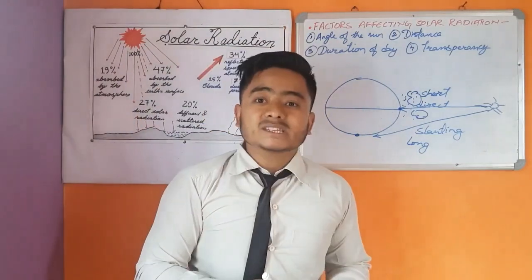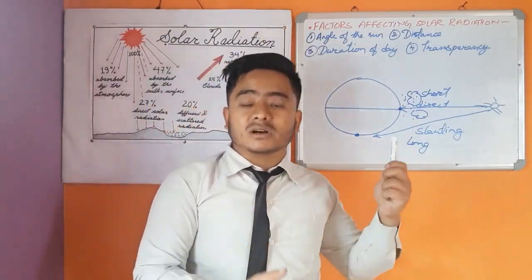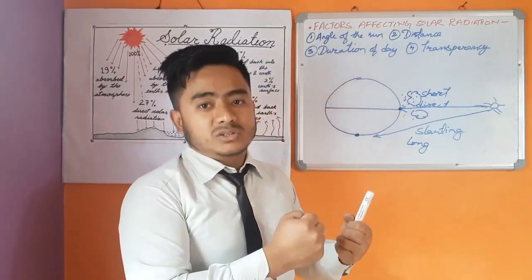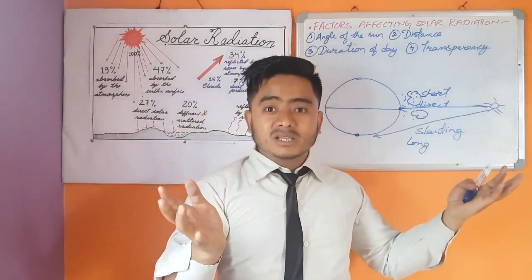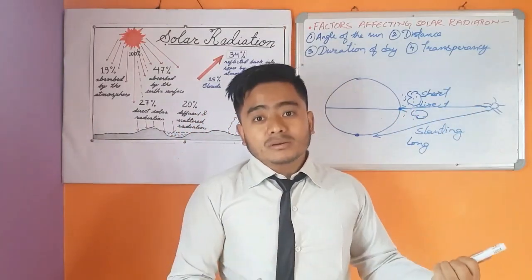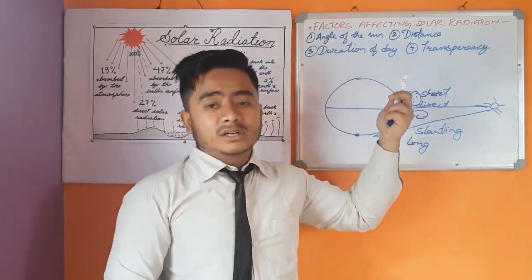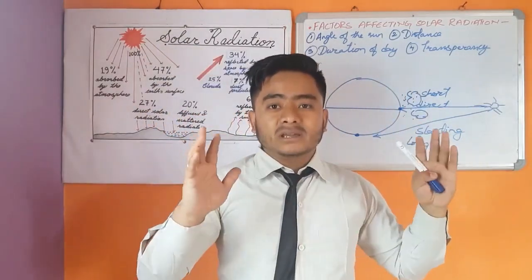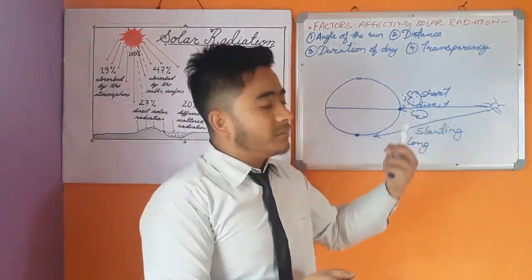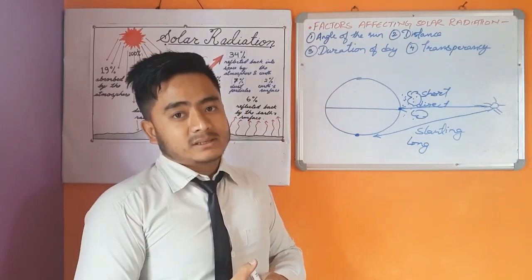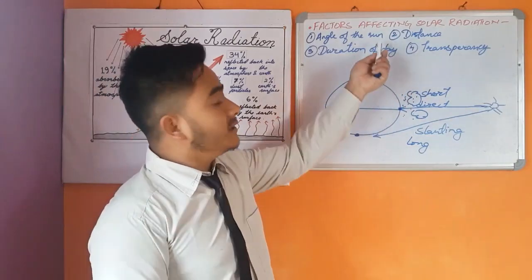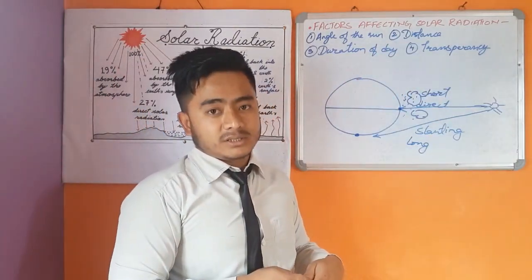So the transparency of the atmosphere is another important factor that is responsible for insolation. If the atmosphere is clear, the amount of insolation received by the earth will be more. If the atmosphere is covered by clouds or moisture, then the amount of insolation will be less. So try to remember these four factors that affect solar radiation.